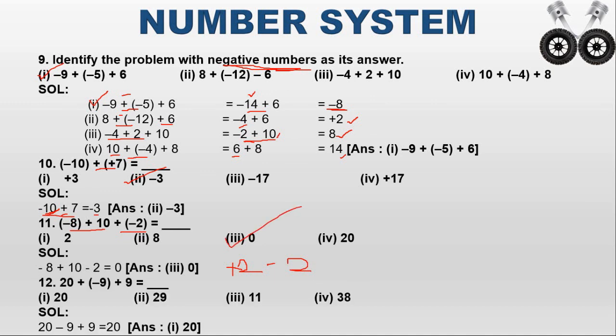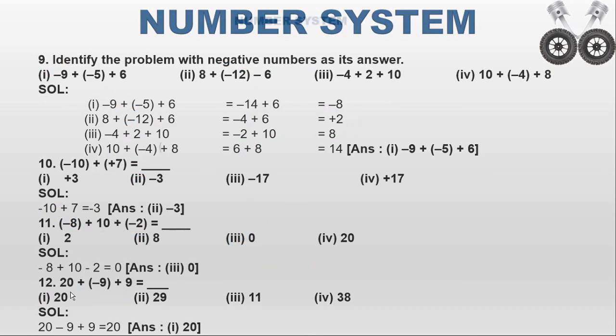What is the next question? 20 plus minus 9 plus 9. So here first we have to change the sign. So plus into minus, so we get the negative sign. So 20 minus 9. So both the integers are having the different sign. That means we have to subtract. So 20 minus 9 is 11. So here the biggest number is 20. It will have the positive sign. So it is plus 11. Plus 11 then plus 9. So plus 11 plus 9, the answer is plus 20. So the option first one is the correct one.